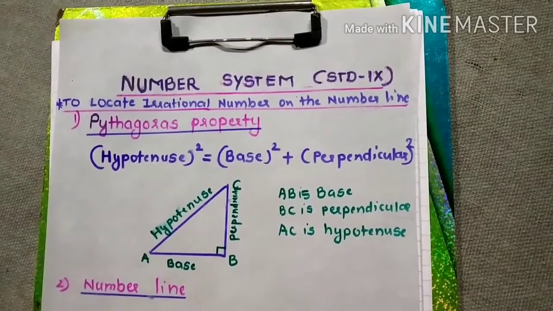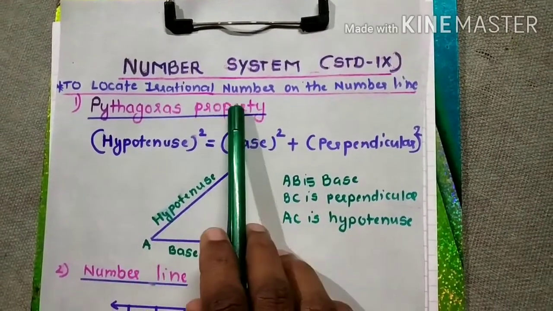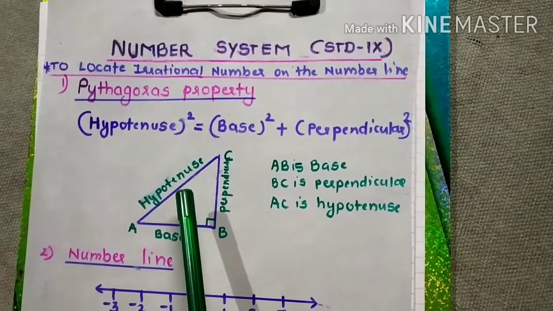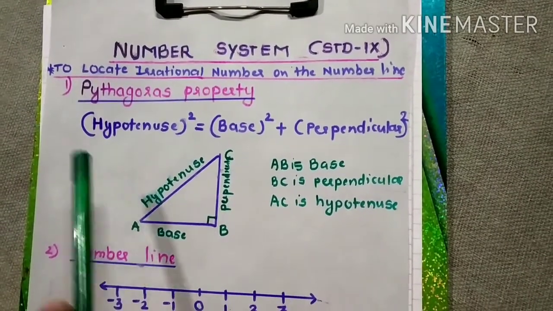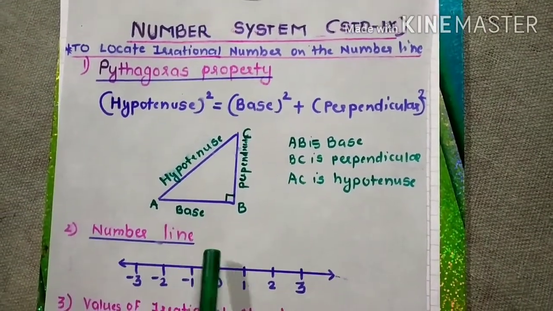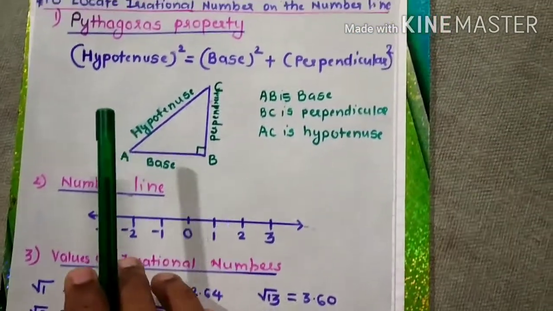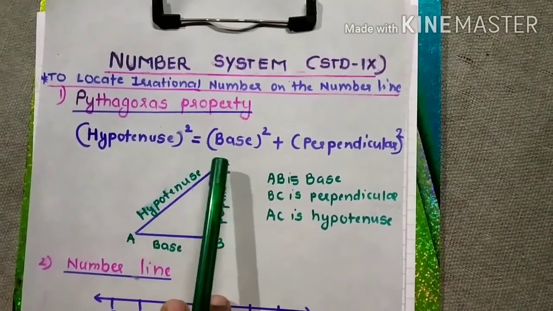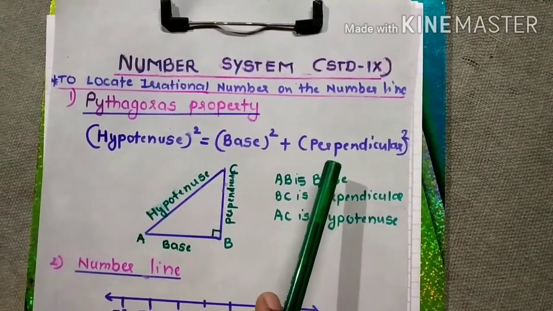Let us learn how to locate an irrational number on the number line, in the chapter Number System in standard 9th. Before learning this concept, we must know three things. First one is Pythagoras property, second one is number line, and third one is values of irrational numbers. So what is Pythagoras property? Hypotenuse square is equal to base square plus perpendicular square. So this is the Pythagoras property.